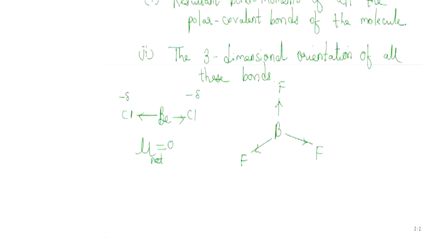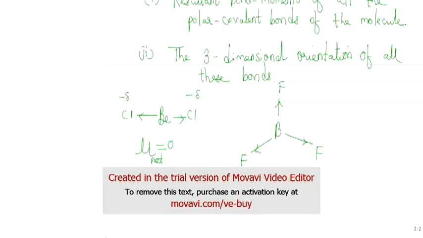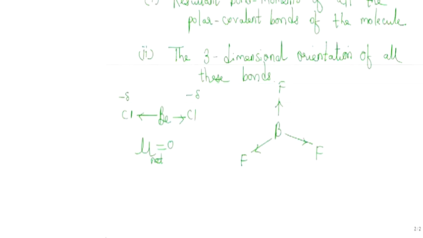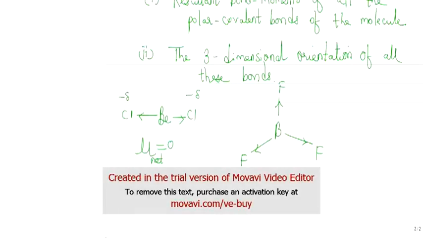You talk about something like BF3. In BF3, there are 3 polar covalent bonds, and these 3 polar covalent bonds have different directions. But you find that in BF3, the dipoles are moving towards fluorine, fluorine being more electronegative. Still, the resultant of any 2 dipoles can be obtained by using the law of parallelogram of forces.